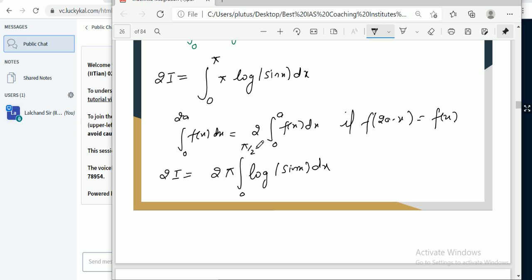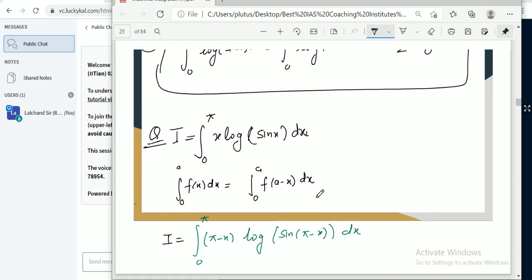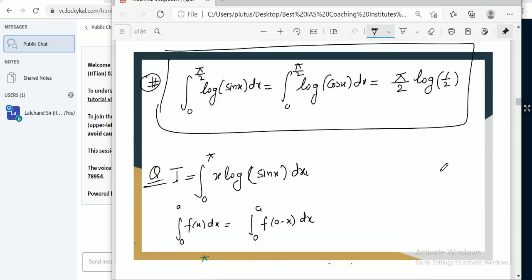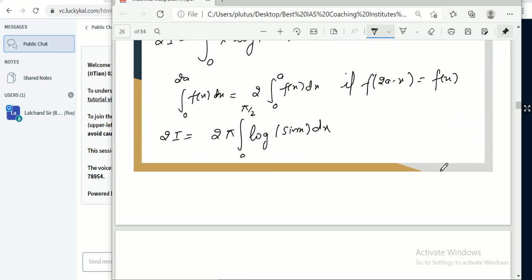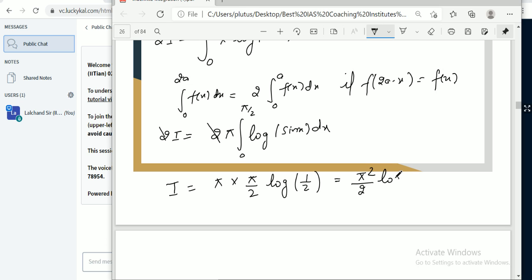Okay, so we have discussed the result of this integral. The result of this integral is pi by 2 log half. So we can say the final result will be this 2 gets cancelled. So I is equal to pi by 2 log 1 by 2. So this result is pi square by 2 log 1 by 2. This is the final answer. Now check. Is there any doubt in this?